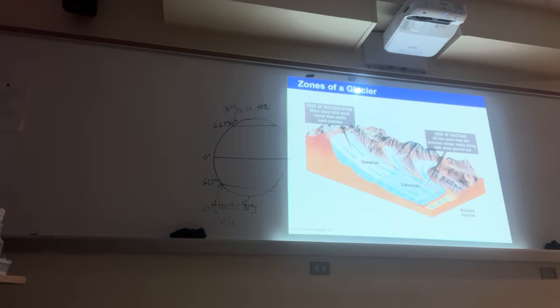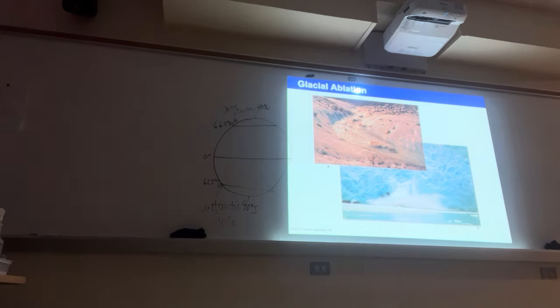So this is showing us the zones above the snow line, which is where snow doesn't melt. You're going to have accumulation, and then below the snow line you're going to have wastage, and it just depends. Are you having more accumulation or more wastage? Whatever you have is going to determine if your glacier advances or retreats.